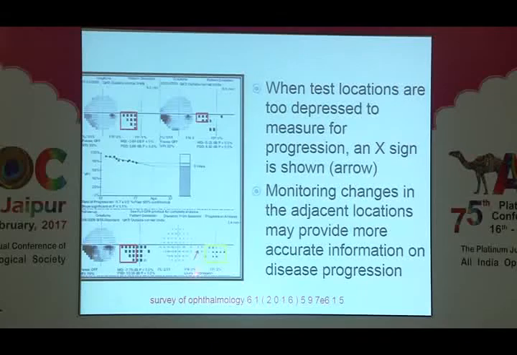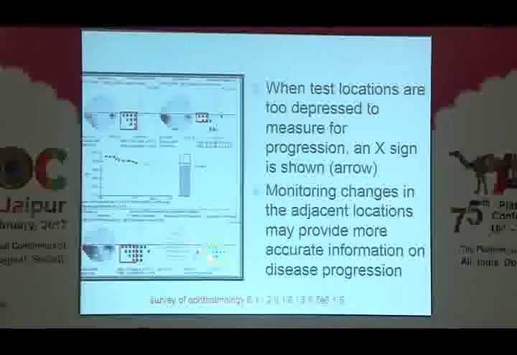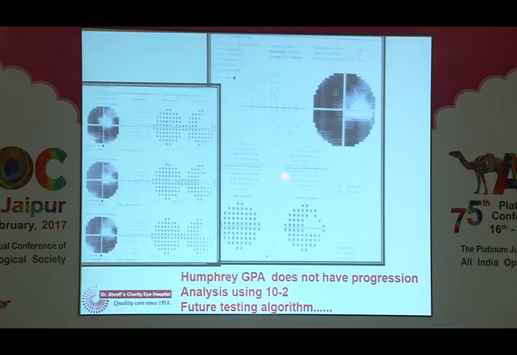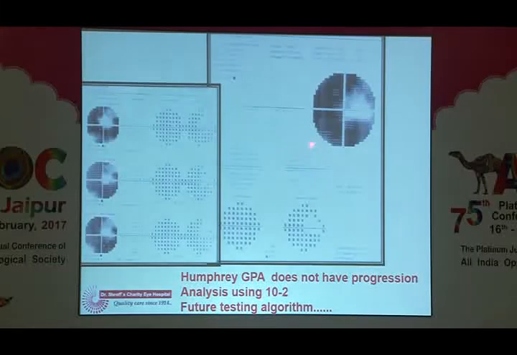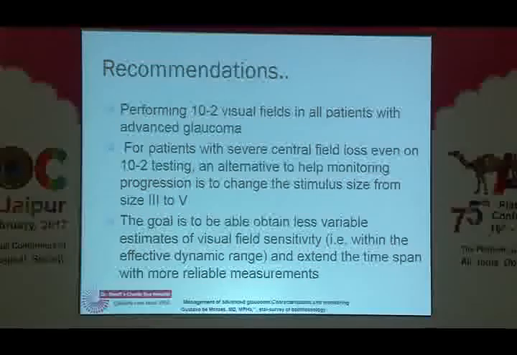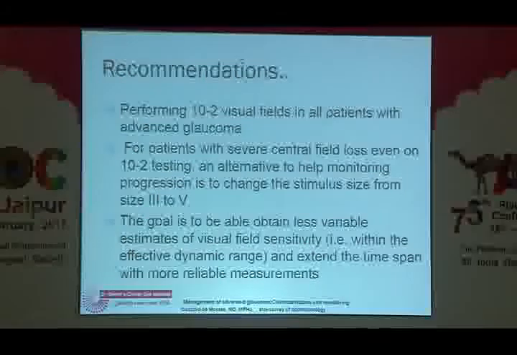That means it can no more detect the progression at these points, and so the adjacent points can be considered to assess progression if the depression in sensitivity is too high. However, 10-2 analysis does not have GPA. Maybe in future algorithms, it can be incorporated. So on 10-2, you don't have the GPA algorithm, and you have to just compare on overview analysis. So what is recommended generally for advanced glaucoma is that you perform 10-2 fields in all patients with advanced glaucoma. And size 5 can be considered if you want to increase the dynamic range further.